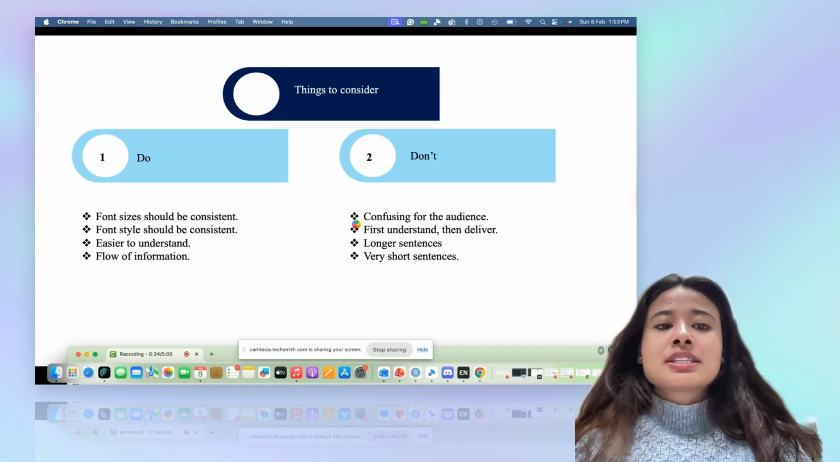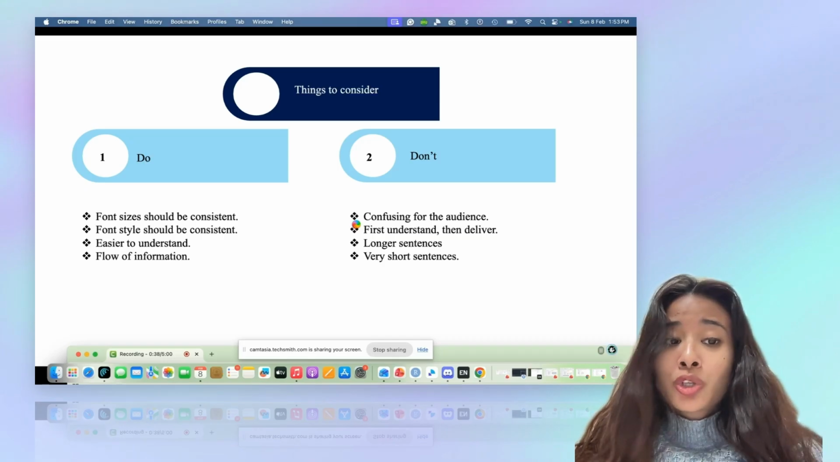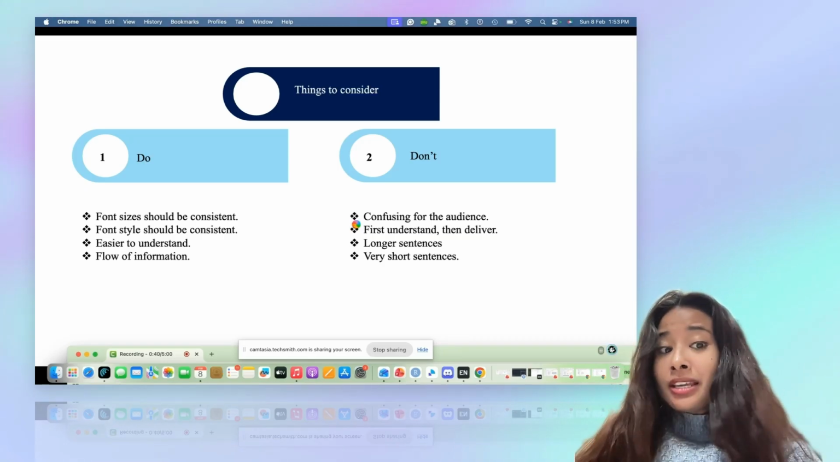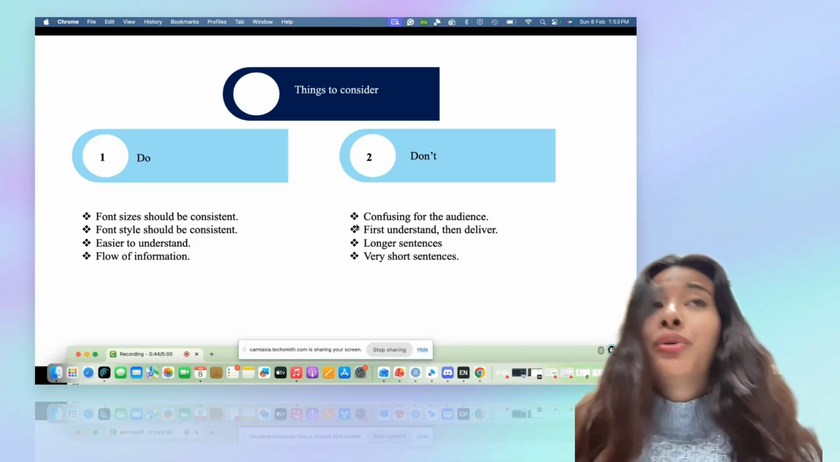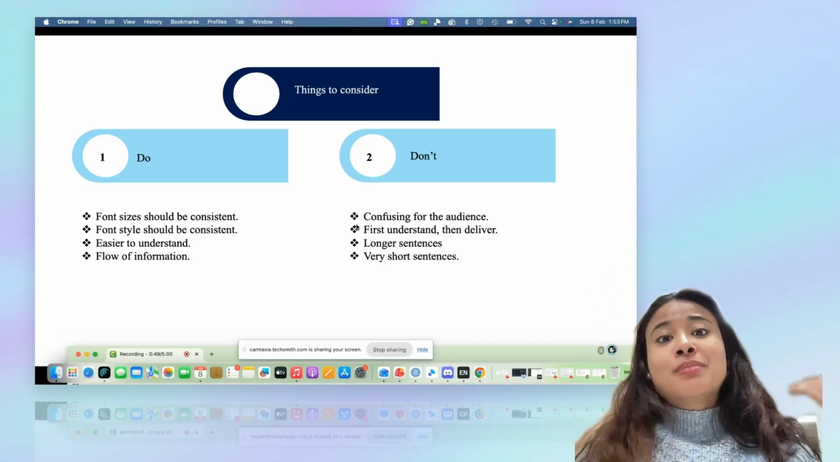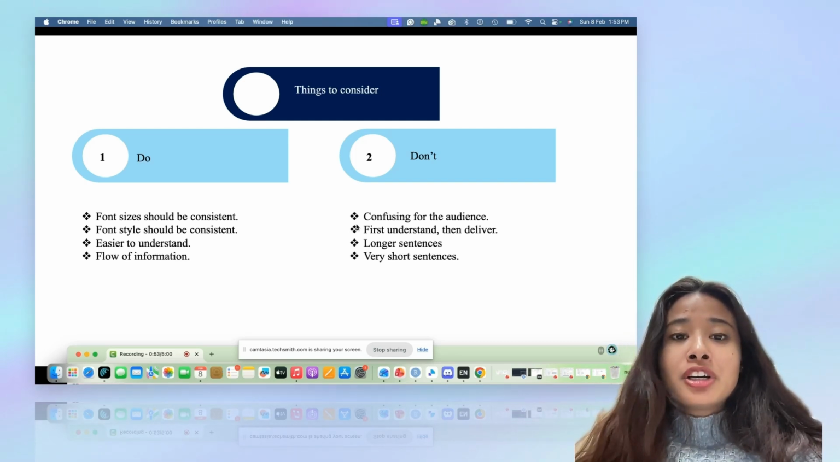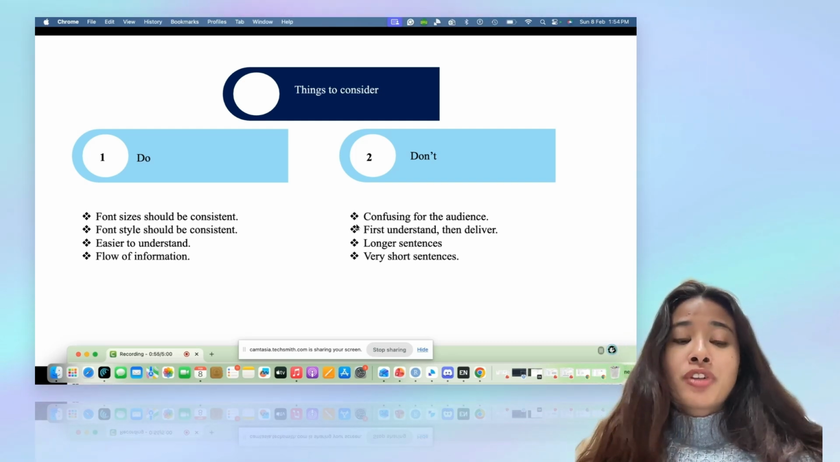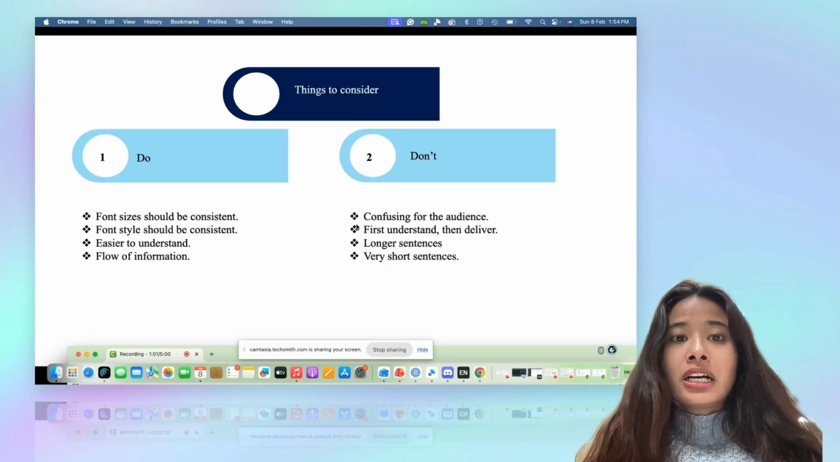So what are the things to consider? Number one, the font size should be consistent. The font style should also be consistent. It should be easier to understand, and the flow of information should actually flow. We really think that the flow of information is actually flowing, but unfortunately sometimes it doesn't flow. So I think it's better to understand the concept first. Of course you need to have a good flow of information. Understanding one slide and linking one slide to another slide is very important.